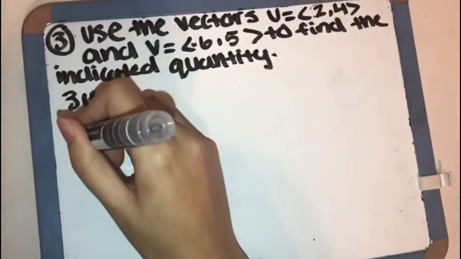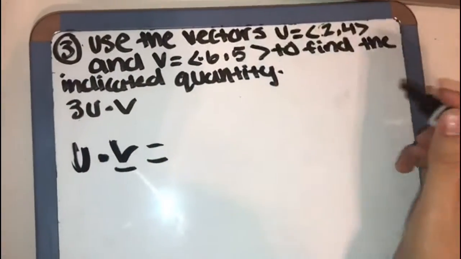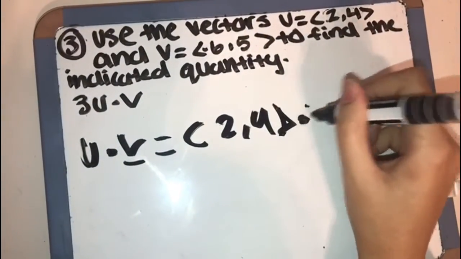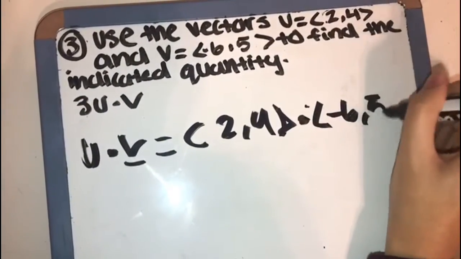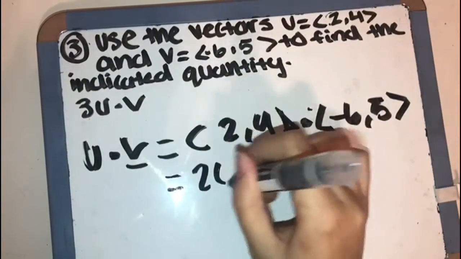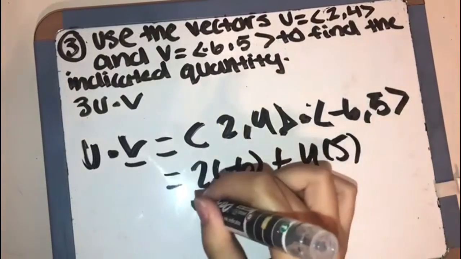So first step is u times v. We went through this multiple times. But yeah, so 2 and 4, times -6 and 5. So 2 times -6 is what? Plus, let me just do this real quick.